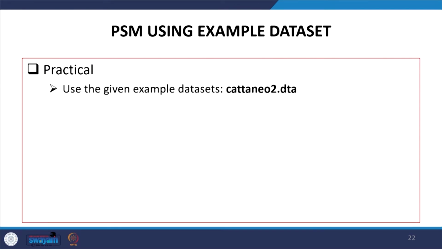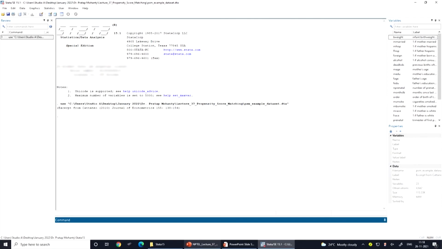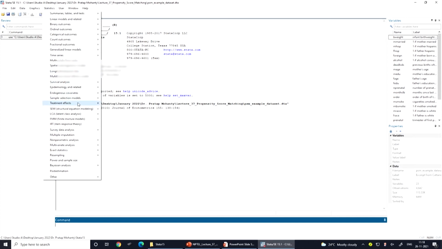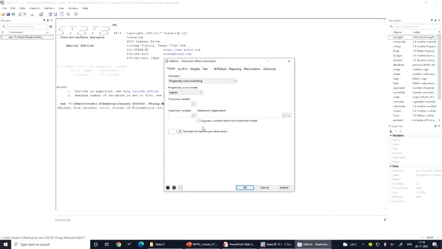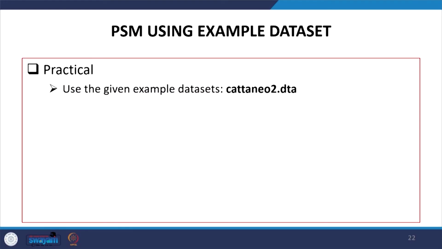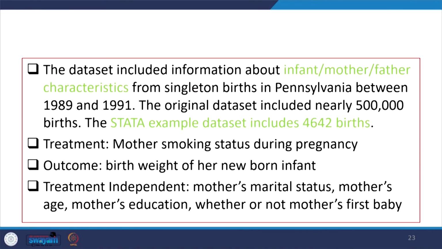So, let us go by this approach first. I am just going to open this on the screen. We will go to Statistics, then Treatment effects, then we will click on Continuous outcome, then on Propensity score matching. From here we will take the data to estimate. First of all, I will just go to the data first, so here we will show a couple of things.